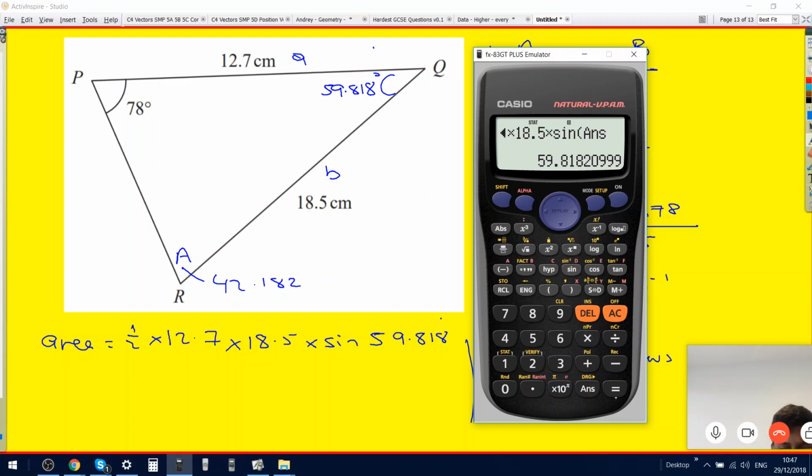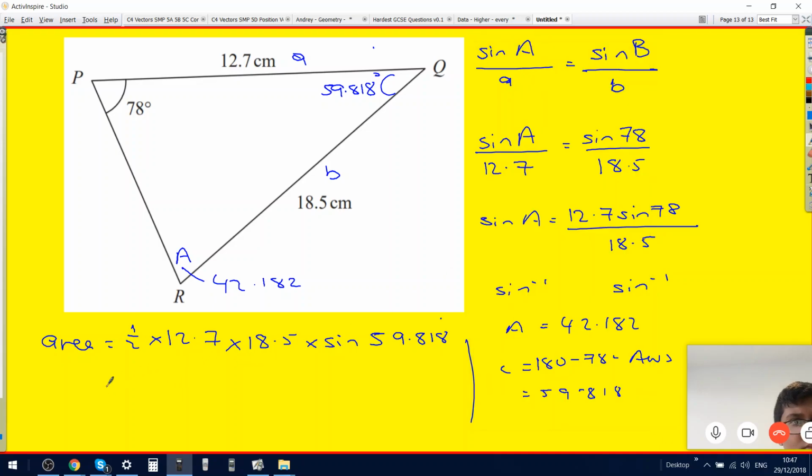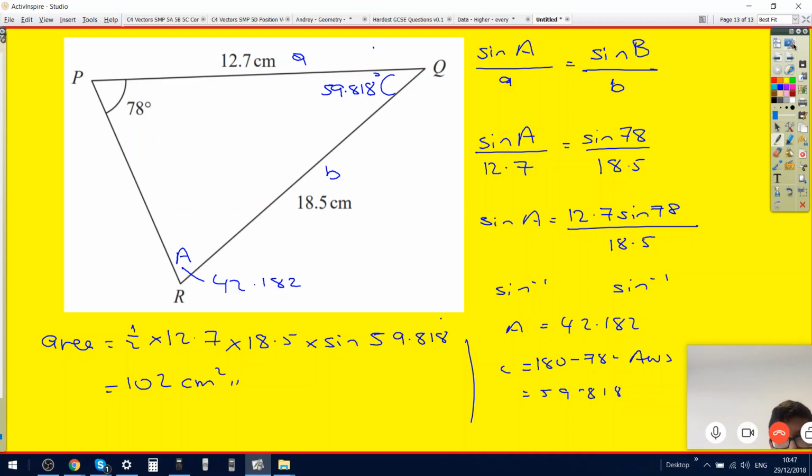Okay, so 102 cm squared. That's it. And did you use answer or 59.818? I used 59.818. Because we did it to 5 sig fig, it rounded correctly. You can see it was right on the line there, so maybe 59.8 wouldn't have been correct. Let's try 59.8. Yeah, still would have rounded the right way. So 102 centimeters squared. Any questions there?